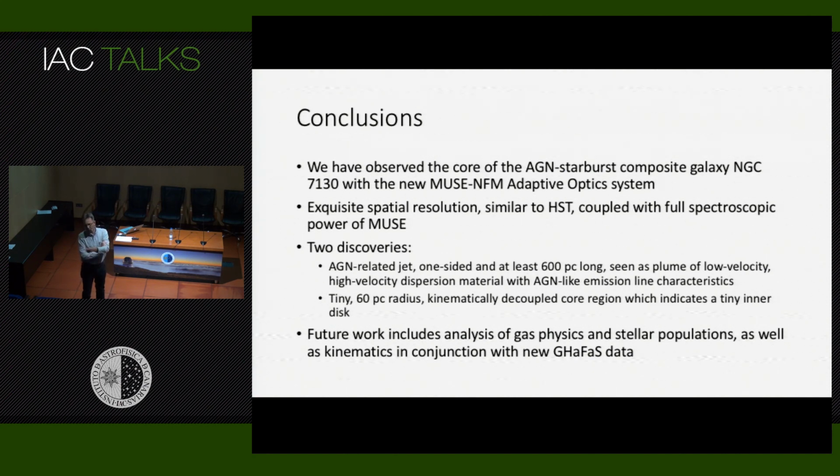The thing is, of course, we also see this in kinematics. So there's a bit more than just the line ratios. There's also this offset in velocity and the higher velocity dispersion. So that all leads us to think about a jet rather than other mechanisms.